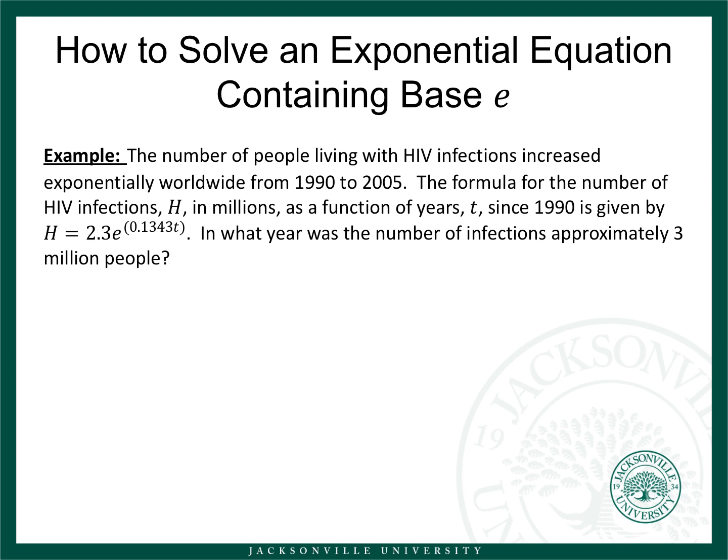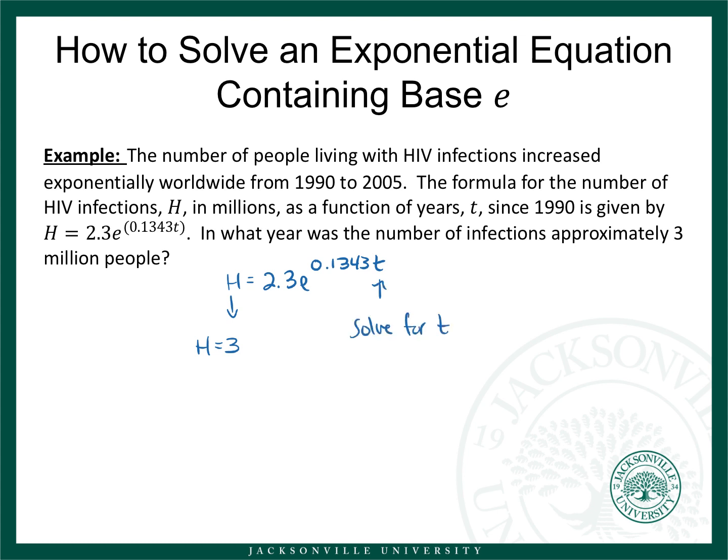But here we're told that the equation H is equal to 2.3e raised to the 0.1343t represents the number of people living with HIV infection since 1990. And we want to know in what year was the number of infections approximately 3 million people. So we're basically saying when H is 3, solve for t.